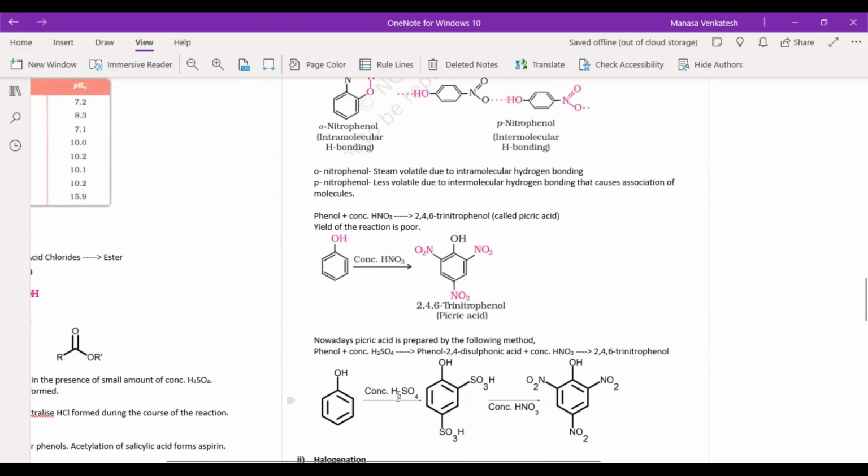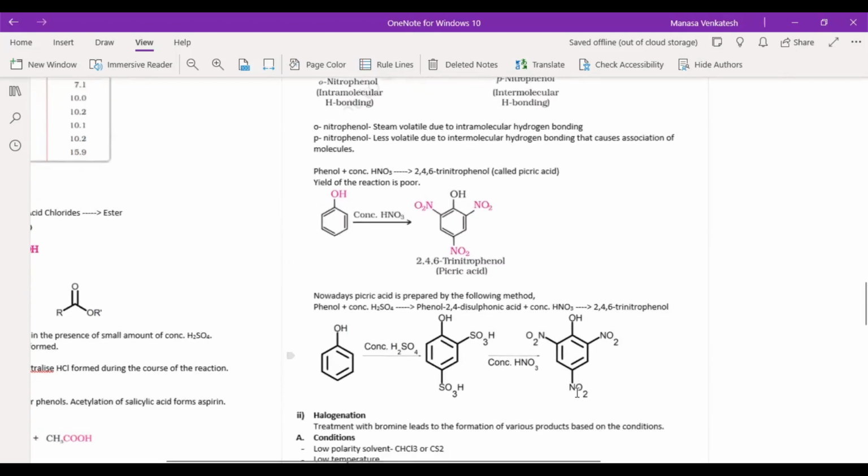So phenol reacts with concentrated H2SO4 to give us phenol 2,4-sulfonic acid. This reacts with concentrated HNO3 to give us 2,4,6-trinitrophenol. So basically, phenol and H2SO4 give us phenol 2,4-sulfonic acid, which on reaction with concentrated nitric acid gives us picric acid.